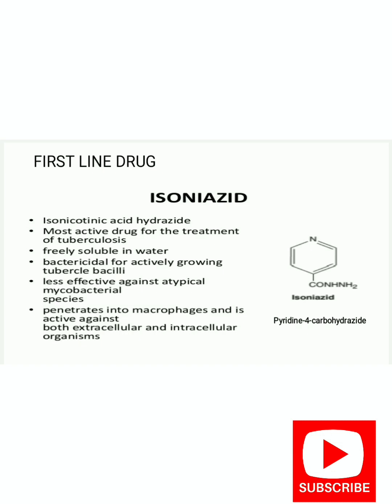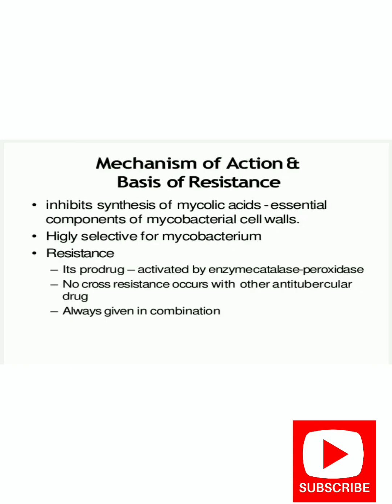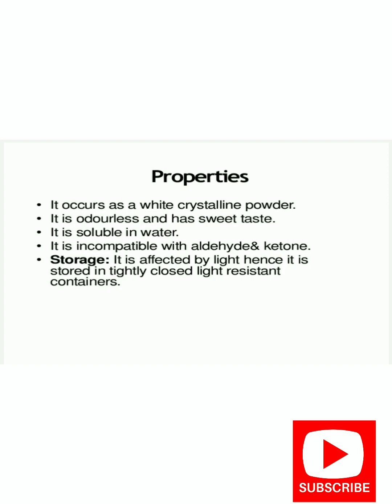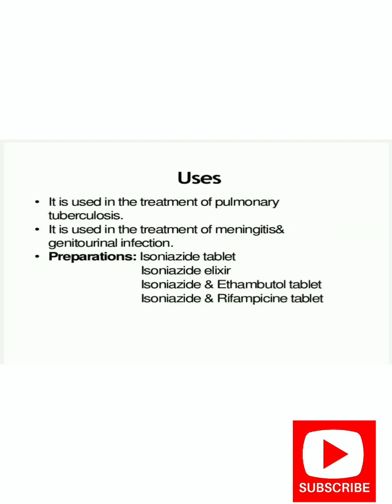The next is the mechanism of action of isoniazid. Here we'll see the basis of resistance: it inhibits the synthesis of mycolic acids, essential components of the mycobacterial cell wall, and is highly selective for mycobacterium. And the properties: it occurs as a white crystalline powder, is odorless and has a sweet taste, is soluble in water, and is incompatible with aldehyde and ketone. The storage is affected by light.